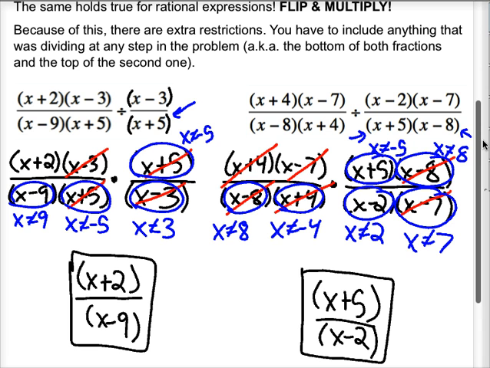Okay? And then that is actually it for this lesson. All right, so basically, again, just practicing the flipping and canceling, and then stating every restriction. Being careful that you remember when you divide that you have to check everything in that second fraction.